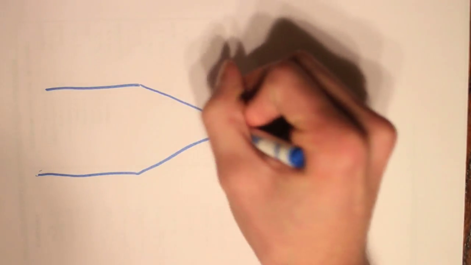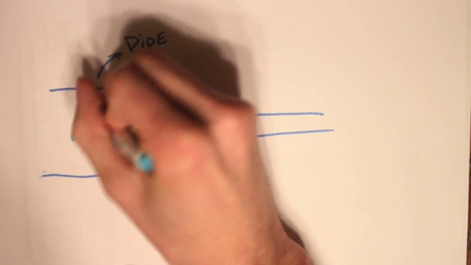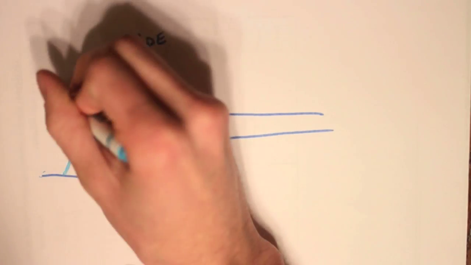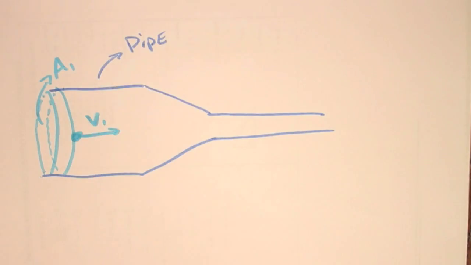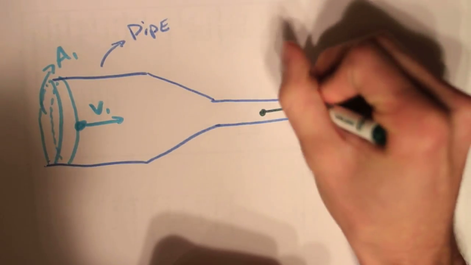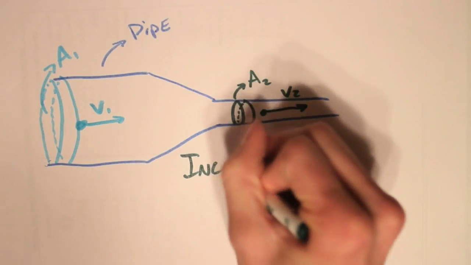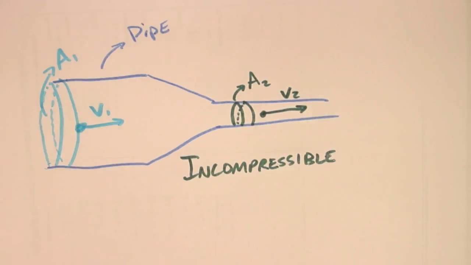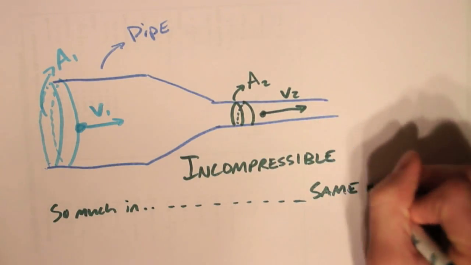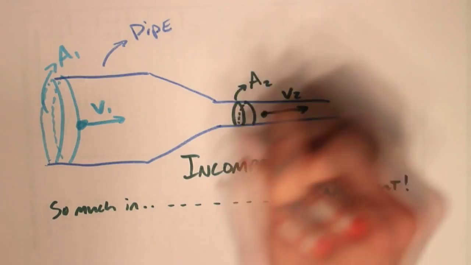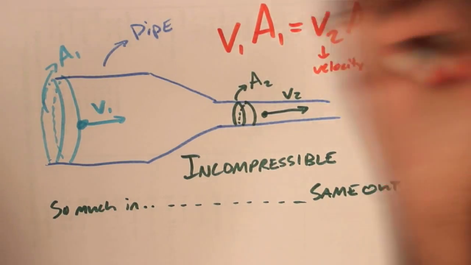Let's imagine that I have a section of pipe that starts at one thickness and then travels to another. I'll pick a particle and give it a velocity v1, and it is traveling in the vicinity of an area called a1. Then the pipe narrows, and our particle now has a velocity v2 and is traveling in a new area a2. Since a liquid is incompressible, I have to have the same amount flowing in as I do flowing out. This leads us to v1a1 equals v2a2.